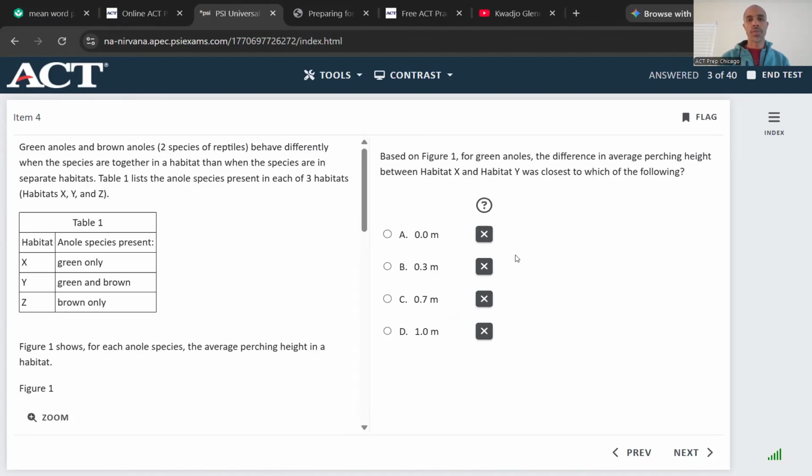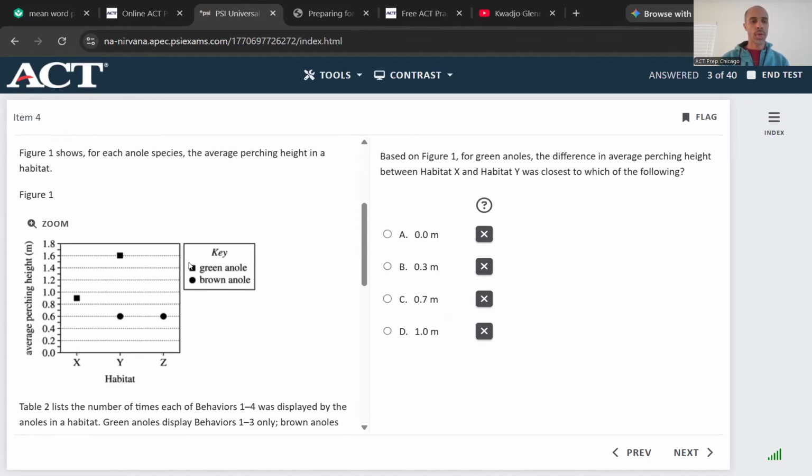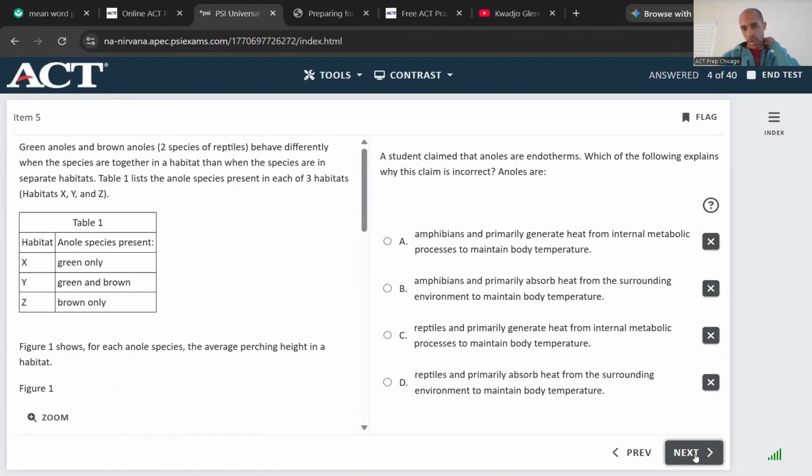Based on figure one, for green anomalies, that's the squares. The difference in average piercing height between habitat X and habitat Y was closest to which? So 1.6 minus 0.9 would be 0.7. Yeah, so I got the answer eliminated there. I don't really need these for some of these, because I'm going straight to the answers. I guess it could be there just in case I need it.